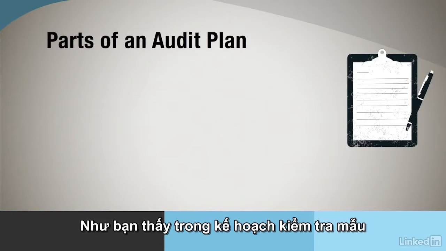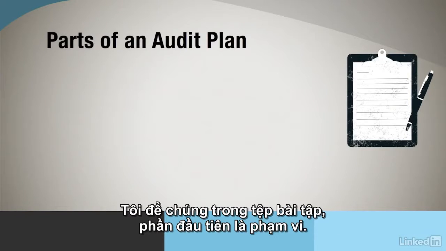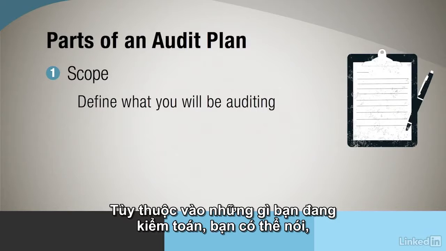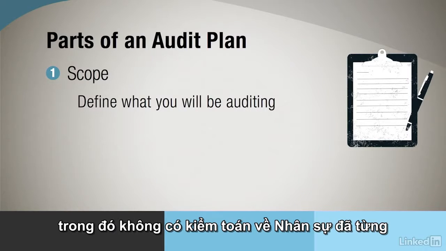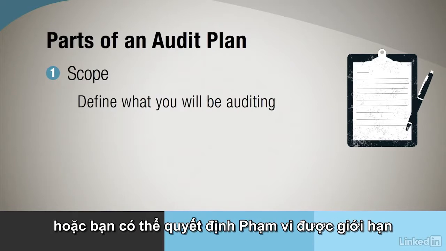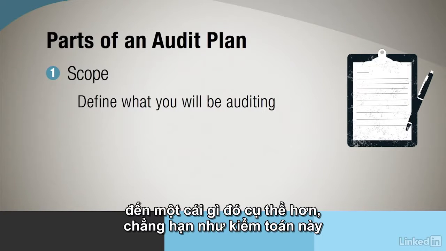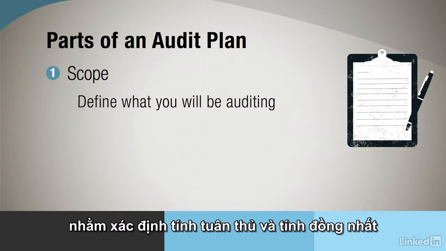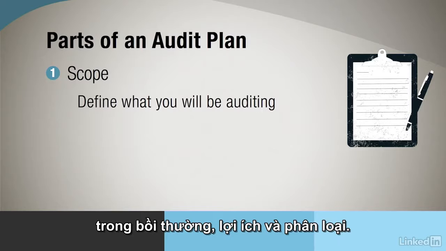As you can see in the template audit plan I put in the exercise files, the first part is the scope. Depending on what you are auditing, you may say, in that no audit of human resources has ever been conducted, this audit will cover all things HR. Or you might decide the scope is limited to something more specific, such as, this audit aims to determine compliance and uniformity in compensation, benefits, and classification.